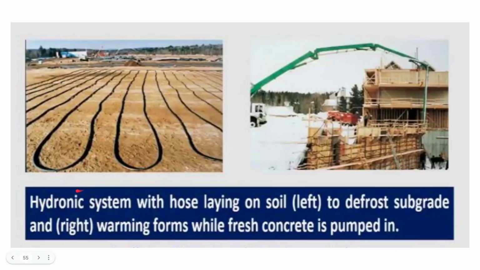So here also, in the picture on the left, you will see that some kind of hydronic system has been used, with hose laid on soil to defrost the subgrade, okay. So for defrosting, by flowing some gases or liquid, the subgrade has been defrosted, okay. And in the right picture you can see warming of forms, okay. Something, some chemicals or materials, has been added which can warm the forms while fresh concrete is pumped in, okay, so that the appropriate temperature is maintained.